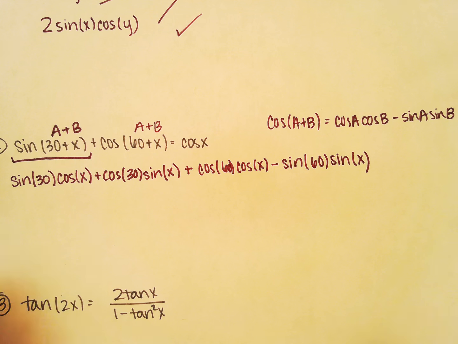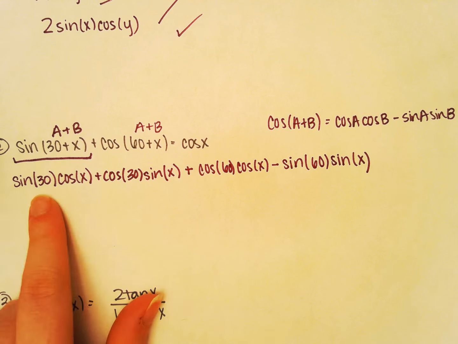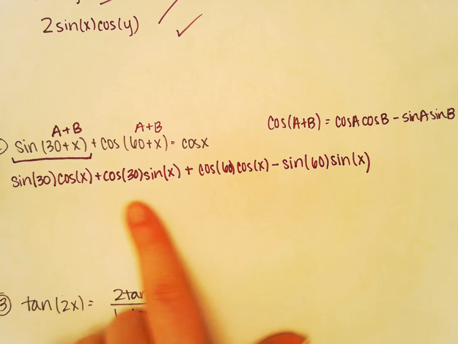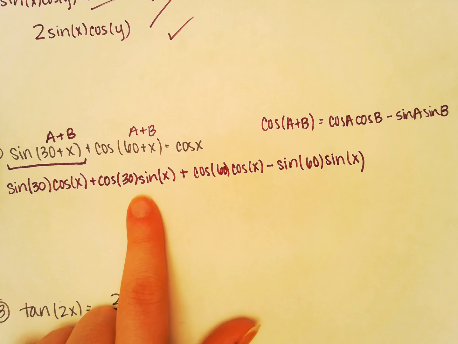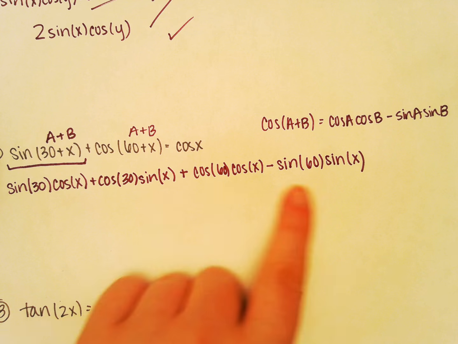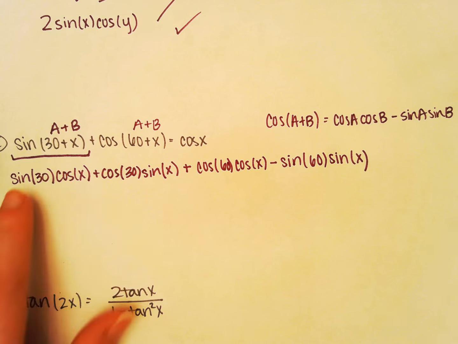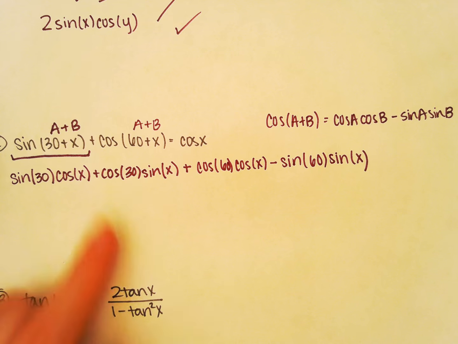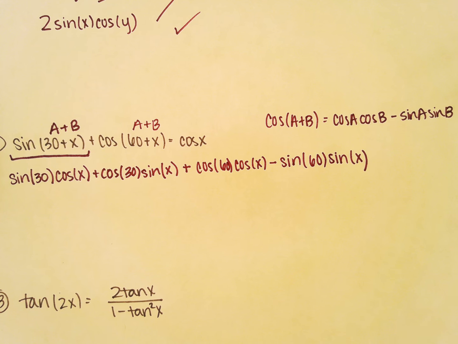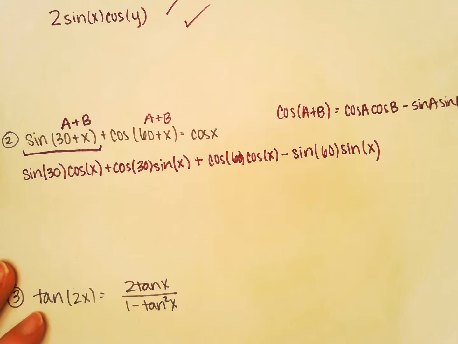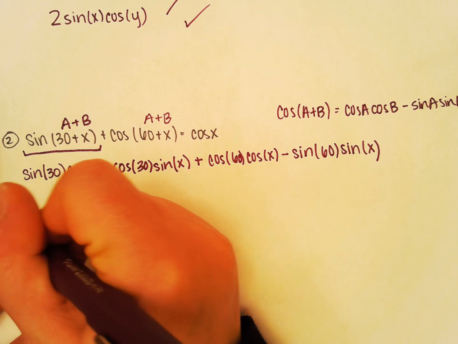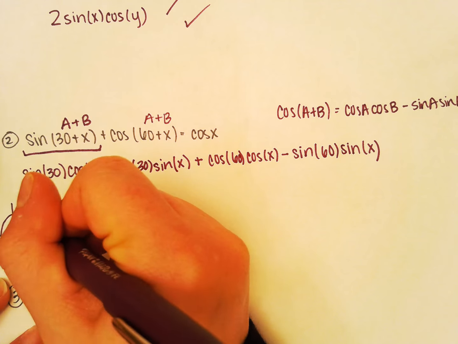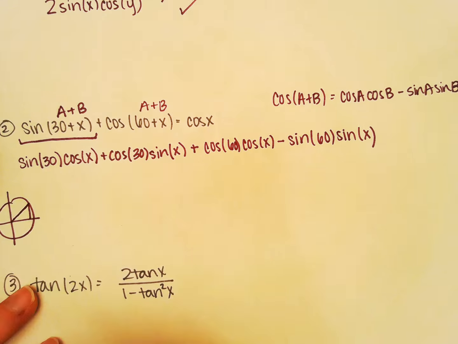And we can't cancel in the same way. Sine 30 cosine x is nowhere else in our problem. Cosine 30 sine x is also nowhere else. But we do know what the evaluation of the sine of 30 degrees and the cosine of 30 degrees is. For those we have to draw a little reference triangle and we can come up with those values.